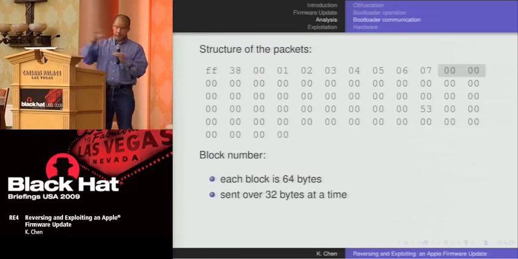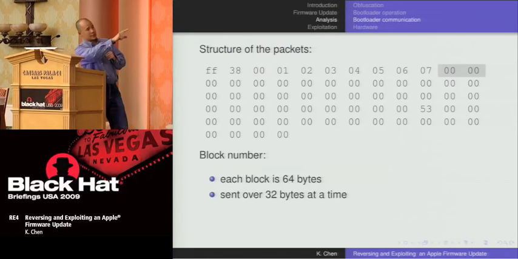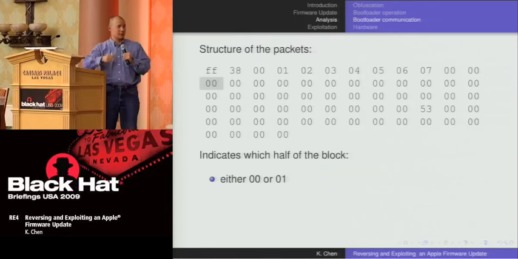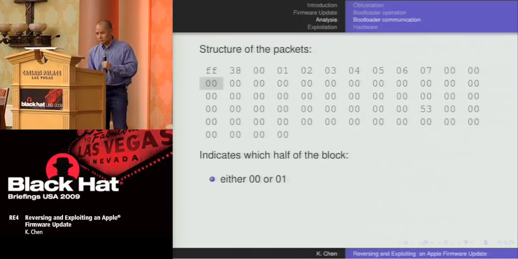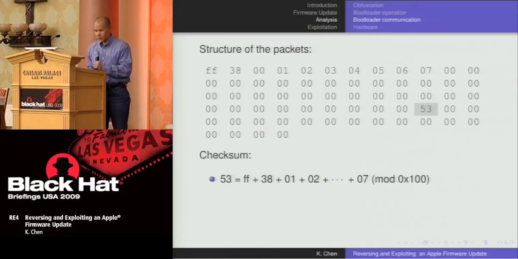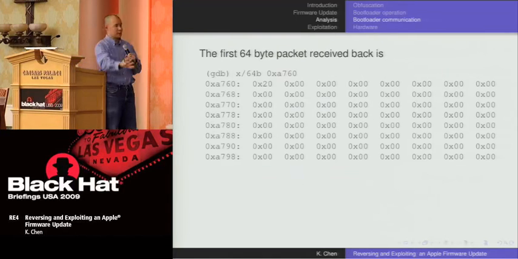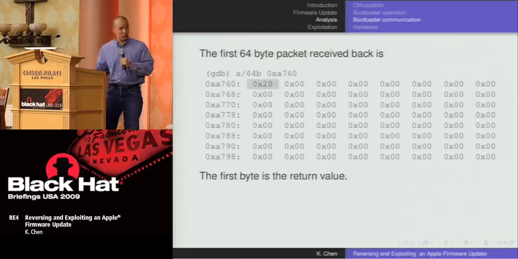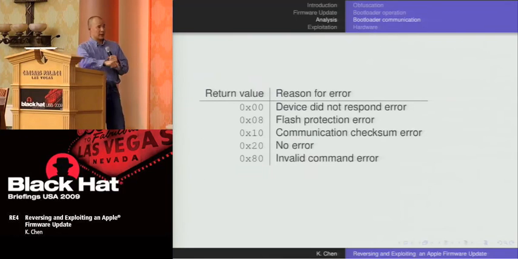And then you look at the block number. Each block is 64 bytes on the flash, but we have to send it a half block at a time. So the block number is sent in that field there. And since we're sending 32 bytes at a time, we have to indicate whether it's the bottom half or the top half. And then the actual data that's sent is 32 bytes, and that's where it goes. All right, then we have this checksum. Each packet has a checksum, and all it is is the values added together. Then if we look at the stuff that's sent back, the return code is just that first byte. So here we have a return code of 20. And if you look through the binary, we can figure out exactly what the other possible return values are.